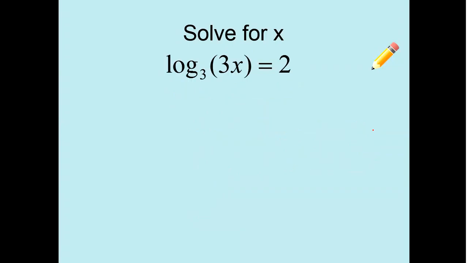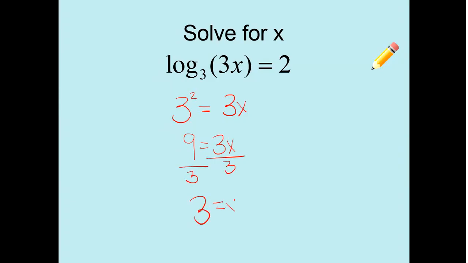Let's try this one. I can't divide by 3 right away. It's inside that log. So it looks like I can't even do anything. I just got to convert to exponential. So it'd be 3 to the 2nd equals 3x, right? Well, this is 9 equals 3x. Divide by 3. 3 equals x. Not bad at all, right?